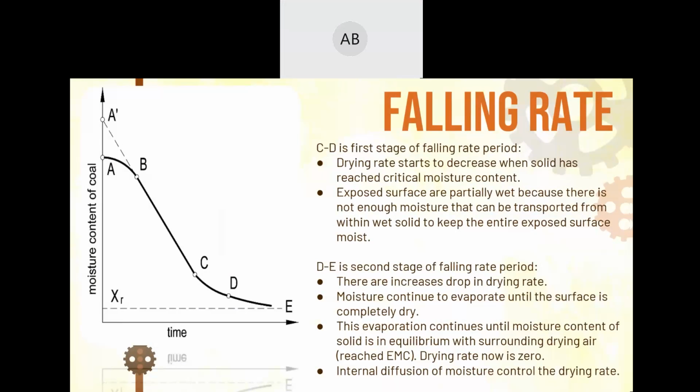At the second stage of the falling rate period, there is an increased drop in drying rate. The moisture continues to evaporate until the surface is completely dry. This evaporation continues until the moisture content of the solid is in equilibrium with the surrounding drying air, which means it has reached EMC. At this point, the drying rate is 0, and the internal diffusion of moisture controls the drying rate.